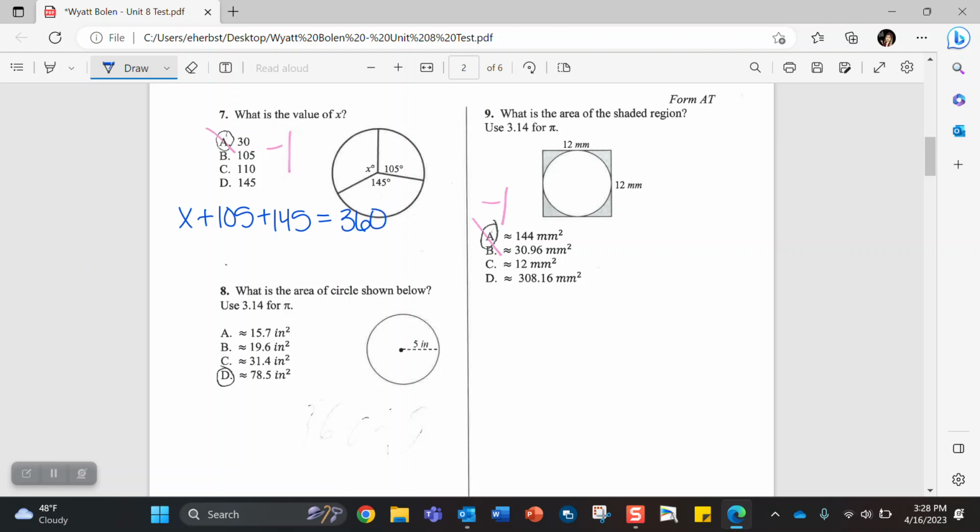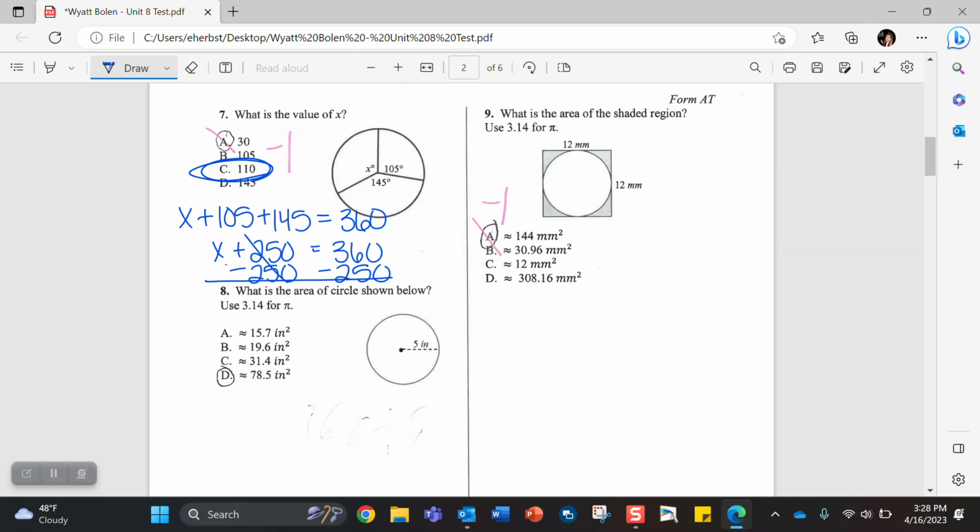Some of what we do in this unit with formulas is solving equations, and that's why we did that unit with equations just before this. But 105 plus 145 is 250. I'm just combining those two numbers. Then we want to do the opposite of addition. We subtract 250 from 360, and that gives us 110. So that unknown angle measure has to be 110 degrees because all three of those angles have to add up to 360. He got number 8 correct.